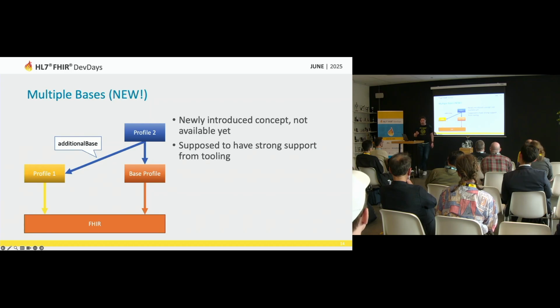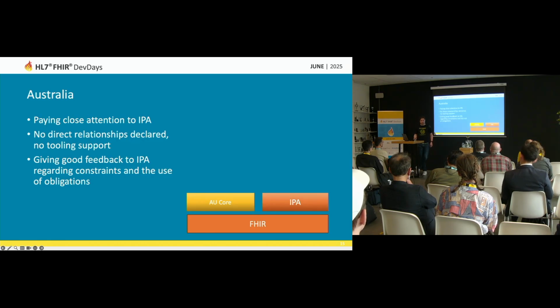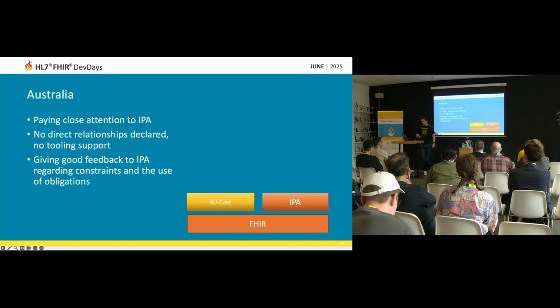And then let's go to some of the examples. How do different jurisdictions actually apply this? So Australia, I would say, is kind of the model citizen at the moment. When we work with the IPA specification, we currently get a lot of feedback from Australia. They do talk a lot about this in their IG. They don't officially refer to IPA in their profiles, but they do have that as a dependency in their IG.